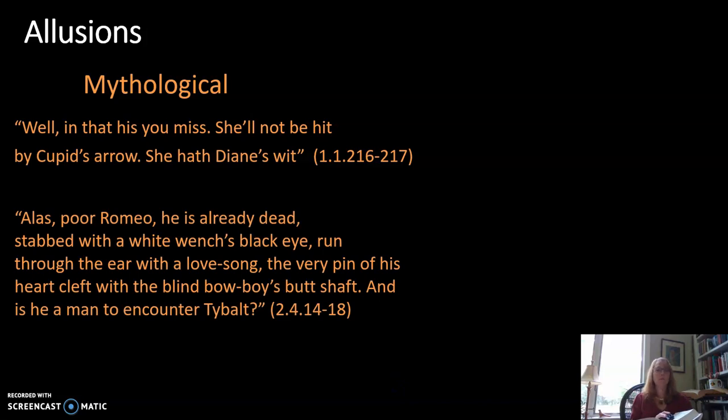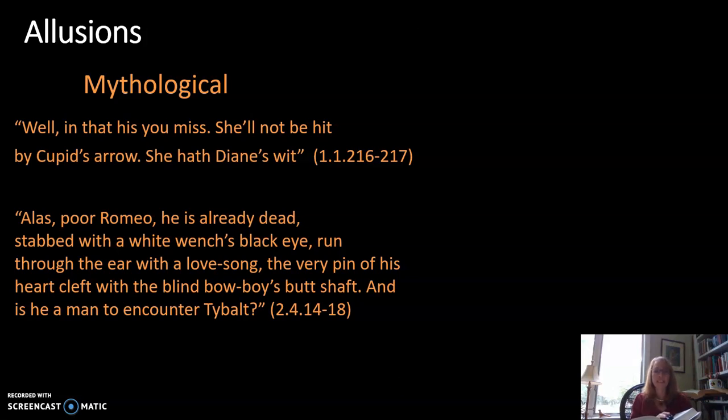Also, Benvolio and Mercutio worry about Romeo fighting Tybalt because, alas, poor Romeo, he's already dead, stabbed with a white wench's black eye, run through the very ear with a love song, the very pin of his heart cleft with the blind bow boy's butt shaft. And is he a man to encounter Tybalt? Okay, he's already been struck by Cupid's arrow.